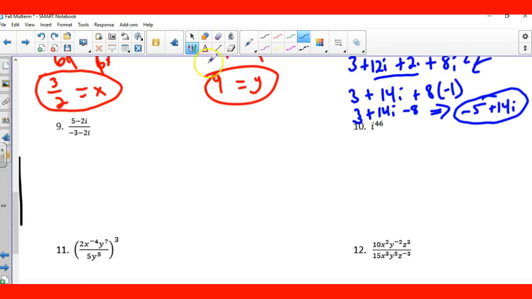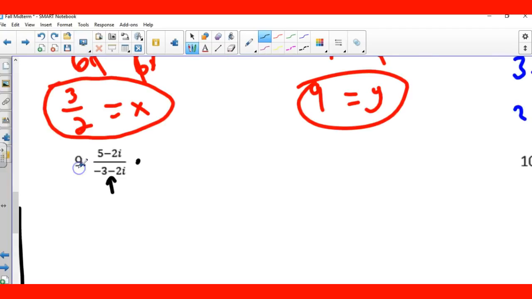Now, for this problem right here, we're going to use the conjugate of the denominator. Remember, with using the complex conjugate, you're only going to change the operation sign in front of the imaginary part. So what we do here is, let me make this bigger. We're going to multiply by negative 3 plus 2i at the top and the bottom.